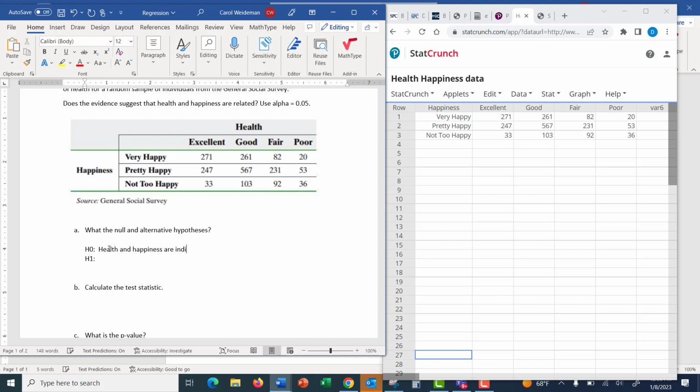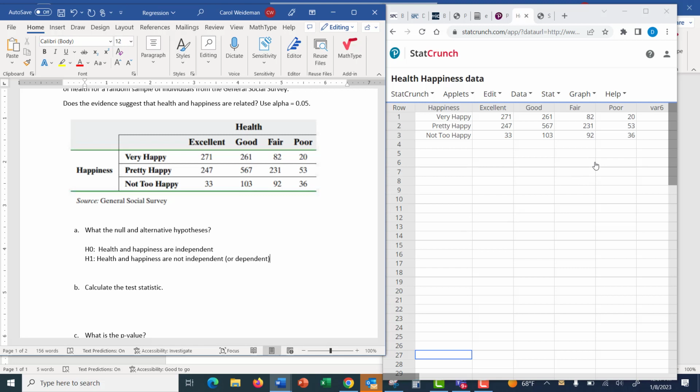are independent, and then our alternative is always going to be that the two variables are either dependent or not independent. They mean the same thing. So health and happiness are not independent, or some people say dependent. It means the same thing. Okay, we want to calculate the test statistic.